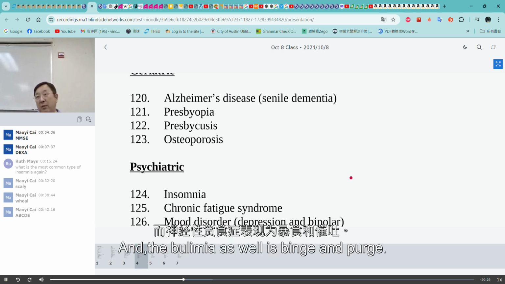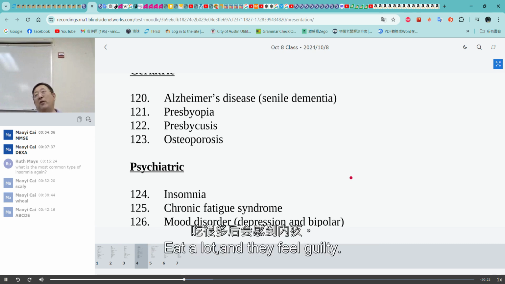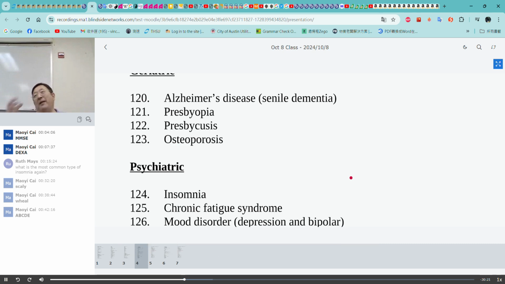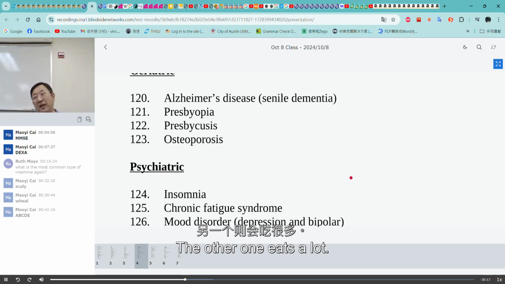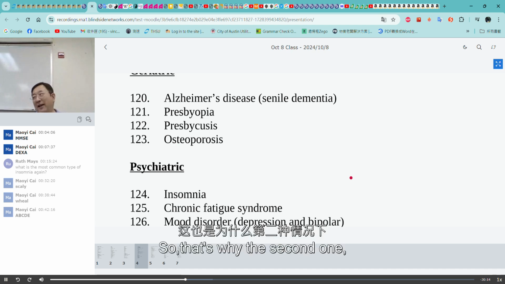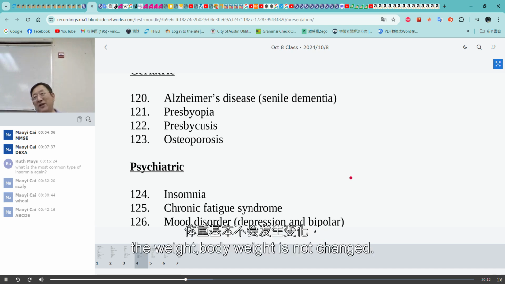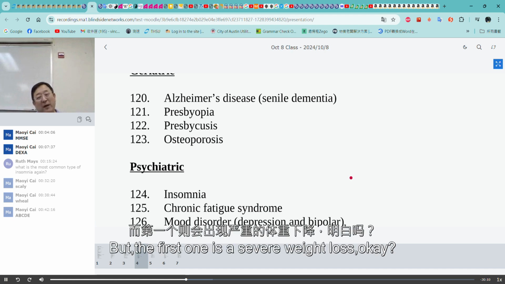And the bulimia is what? Is a binge and a purge. Eat a lot and then feel guilty. Induce vomiting and then what? Yeah, so the big difference, one is never eat. The other one eats a lot. So that's why for the second one, body weight is not changed. Maybe even gain weight. But the first one is a severe weight loss.